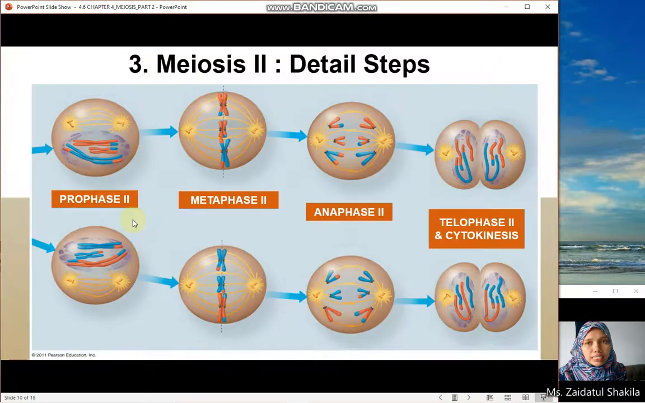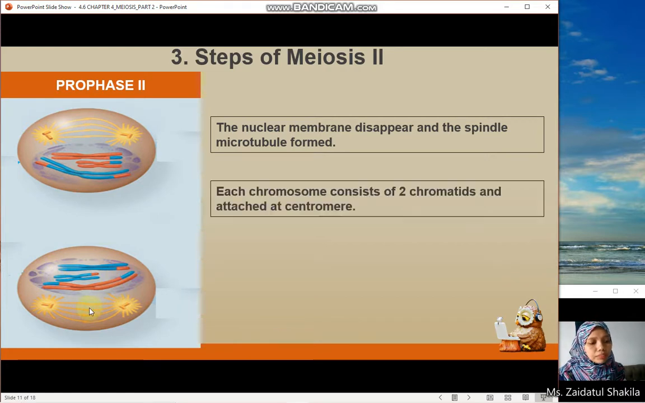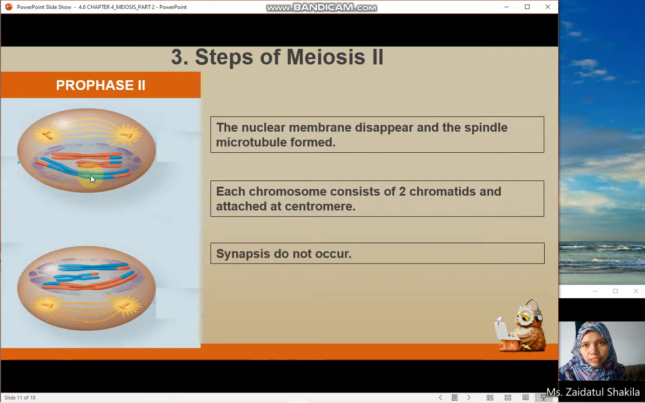Now we move to the second division in meiosis, which is meiosis 2. Meiosis 2 contains prophase 2, metaphase 2, anaphase 2, telophase 2, followed by cytokinesis. During prophase 2, the nuclear membrane disappears and the microtubules form. Each chromosome consists of two chromatids still attached at the centromere. Synapsis does not occur, and crossing over does not occur either.